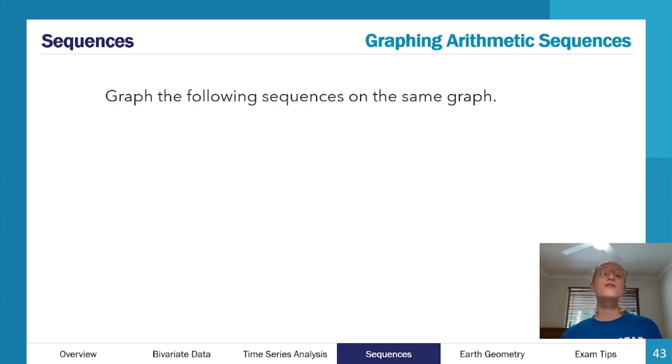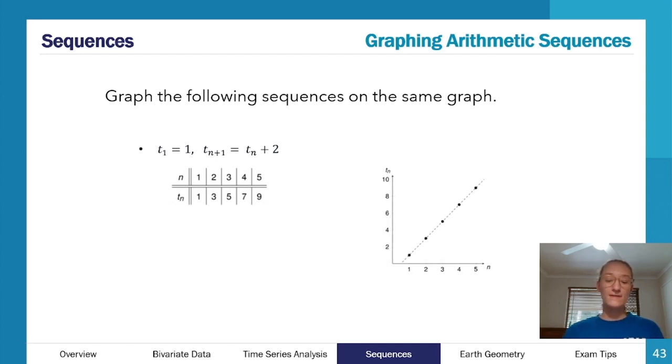So you can also graph arithmetic sequences. I have 2 examples here. This is my first example. T1 is 1. First term is 1. Beautiful. Second term is 3 because our common difference is 2, so we're adding 2 every time. We can see this pattern working out: 1, 3, 5, 7, 9. Similar calculations to what we were doing before, but just in table form.